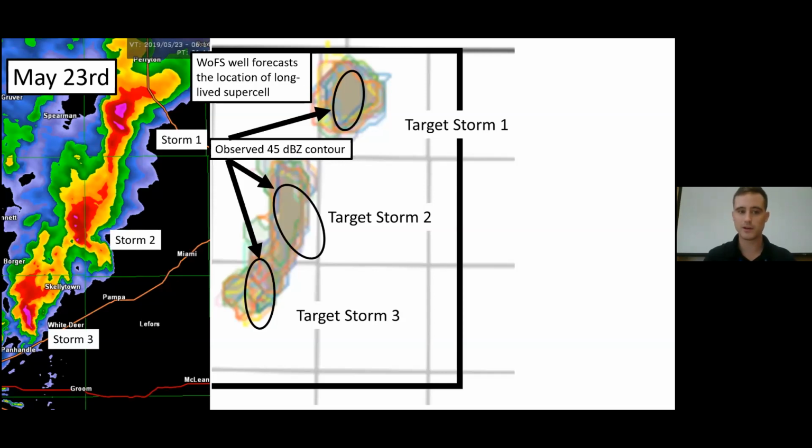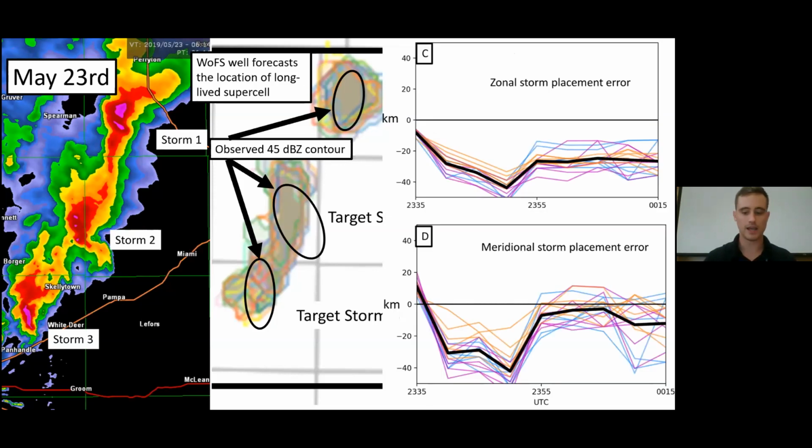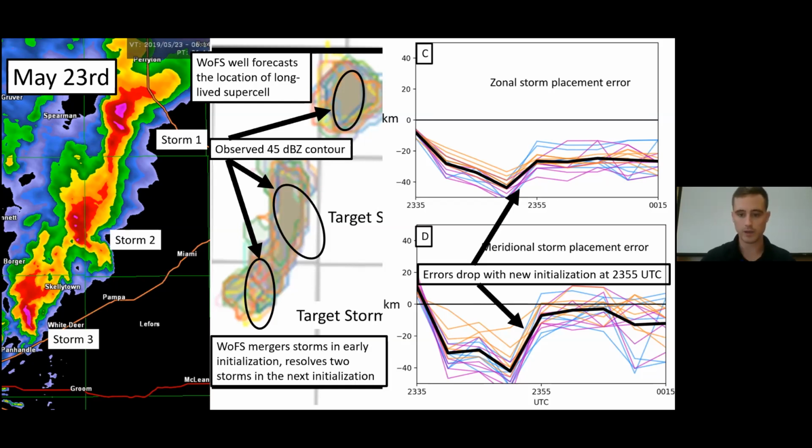However, target storms 2 and 3, which, if you're looking at the radar image on your left, look distinguishable, but looking at the paintballs, it's not so easy to tell the difference between them. It sort of looks like one giant blob. And we actually saw the implication of this in the location errors as a function of time, where we see that we had relatively large errors before 2355, and then the errors drop at 2355, perhaps suggesting that WoFS was forecasting one giant storm, but then as it had more time to assimilate data, it was actually able to separate these updrafts.